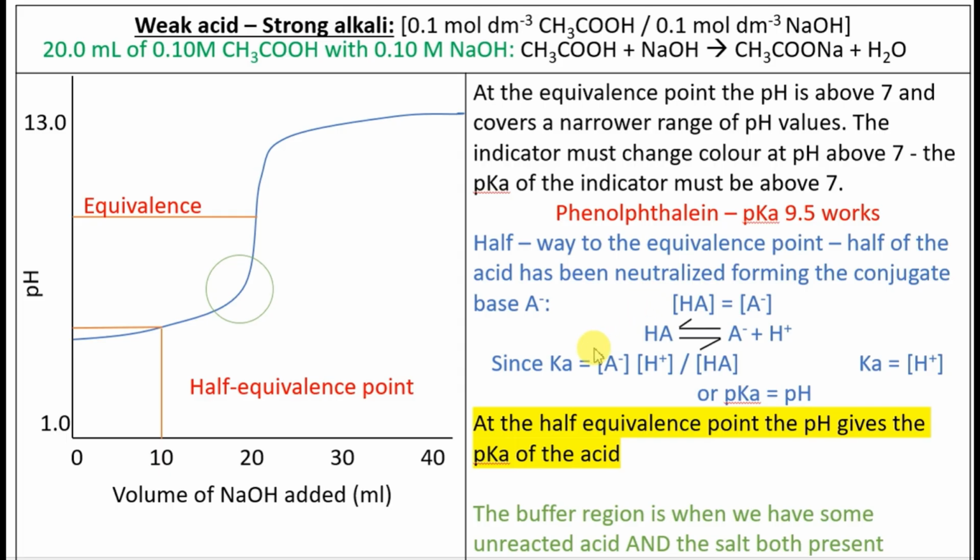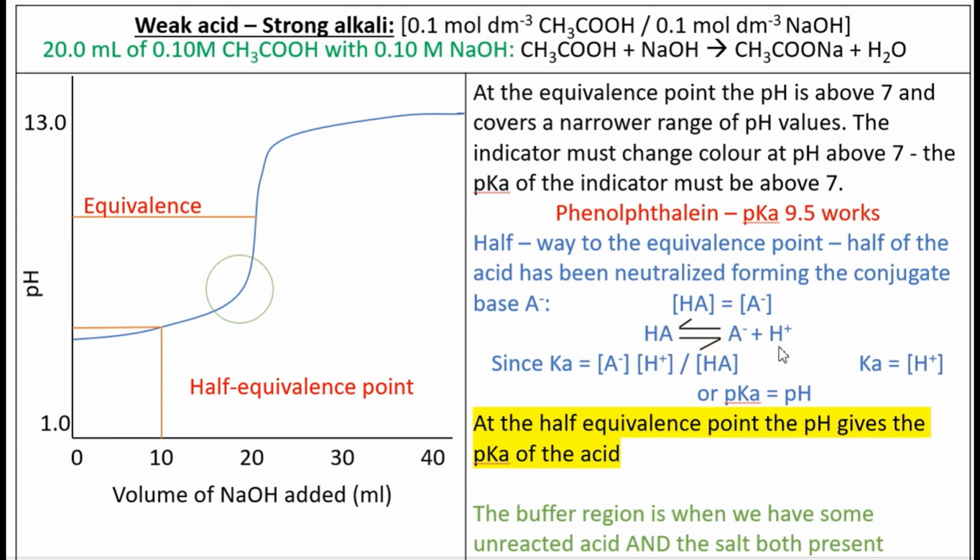Very important point. Halfway to the equivalence point. That would be when, let's say, 10 ml of NaOH have been added. The pH at the half equivalence point. Now, half of the acid has been neutralized, forming the conjugate base A-. If half has been neutralized, half remains. Concentration of the acid at this point equals the concentration of A-.